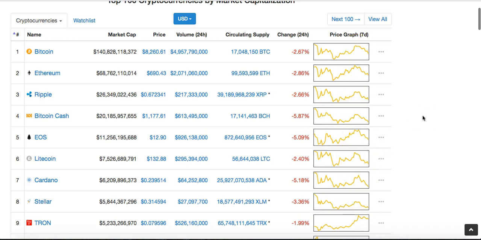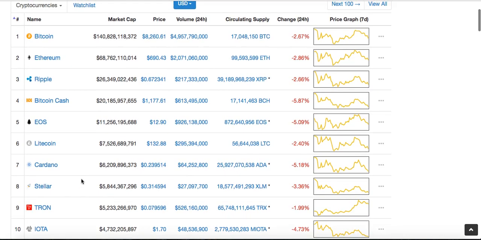So just having a look down here, you can see Bitcoin and Ethereum are the two main dogs at the top, leading the way. And then you've got coins like Ripple and tokens like EOS, Litecoin, Cardano, Stellar, and so on, all the way down. Now, for anyone that's a beginner, I'd focus on the top 10 coins to top 50 coins.